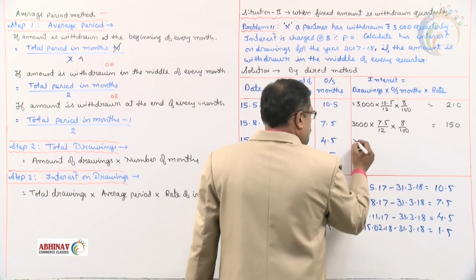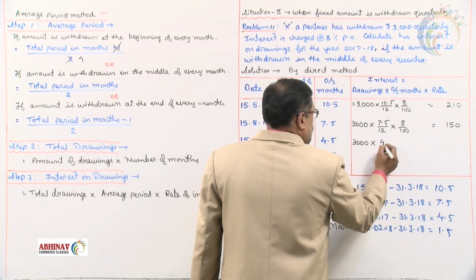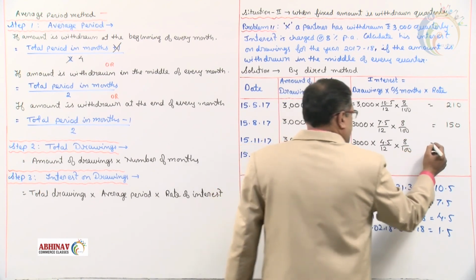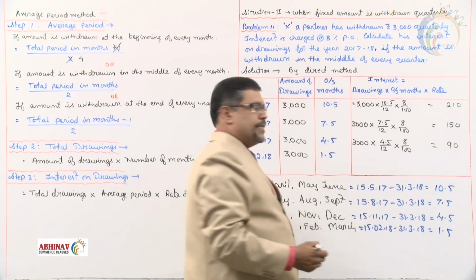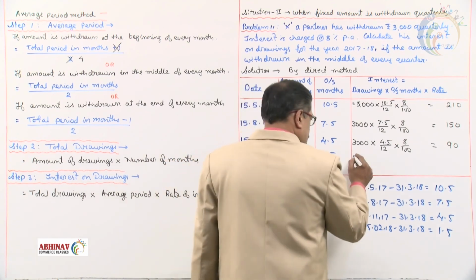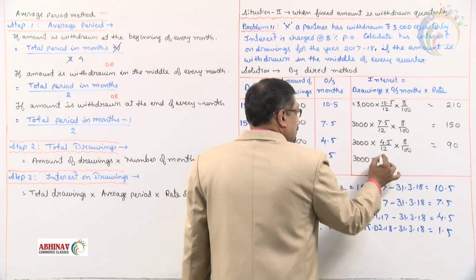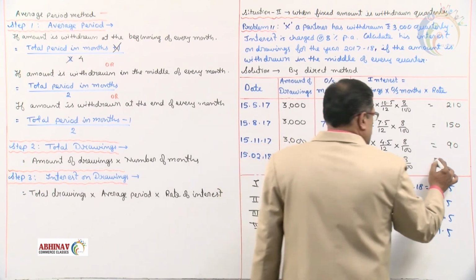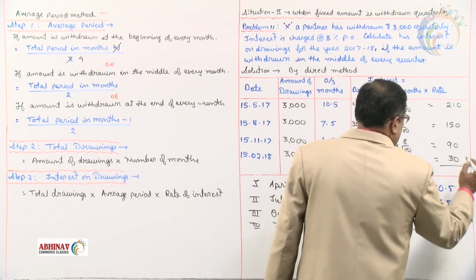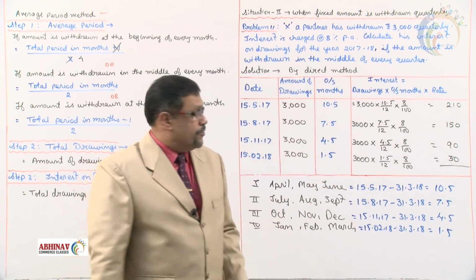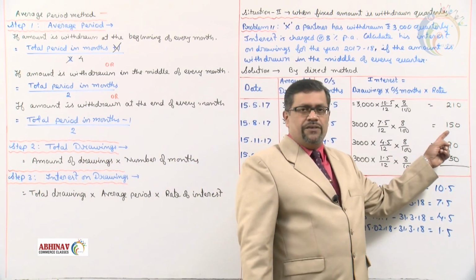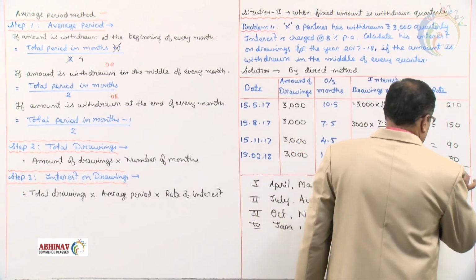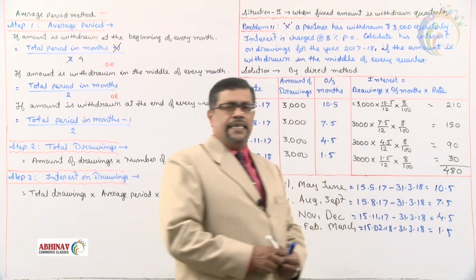Third one, 3000 into 4.5 months divided by 12 into 8 upon 100. What we get is rupees 90. The last, 3000 into 1.5 divided by 12 into 8%. The answer you get is 30. This is how we calculate the interest. Let us total: 210 plus 150 is 360, 360 plus 90 is 450, and 30. Total interest comes to rupees 480.